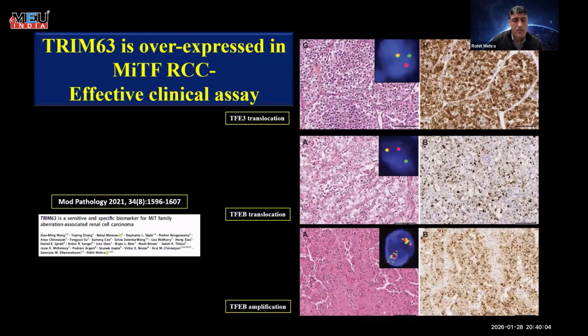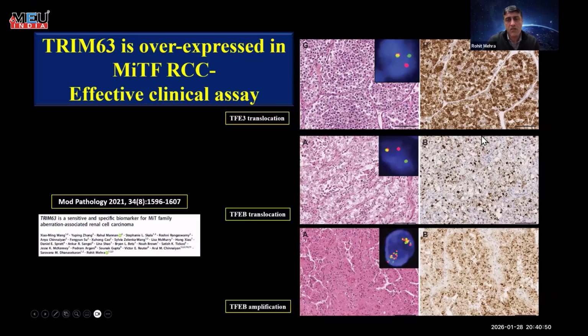We have also performed RNA sequencing on these tumors, and we found a gene called TRIM63 to be highly overexpressed in almost all of the TFE3 translocation cases, TFE-B translocation cases, and TFE-B amplification cases. We have used a unique RNA in situ hybridization technology where we are able to visualize the RNA transcript directly under the microscope. For example, this is TRIM63 RNA here, and each of these brown granular dots represents the TRIM63 RNA transcript. Of course, the signal is amplified, and TRIM63 RNA is seen to be overexpressed in all of these different MiT-type renal cell carcinoma subtypes.